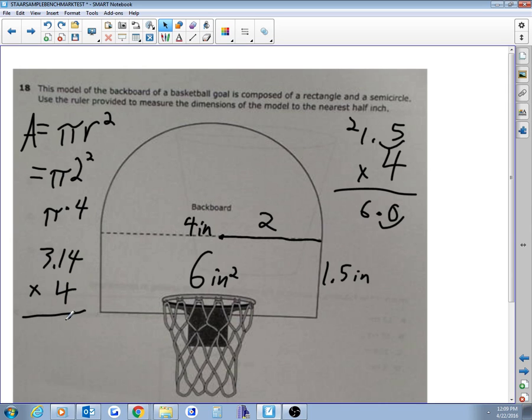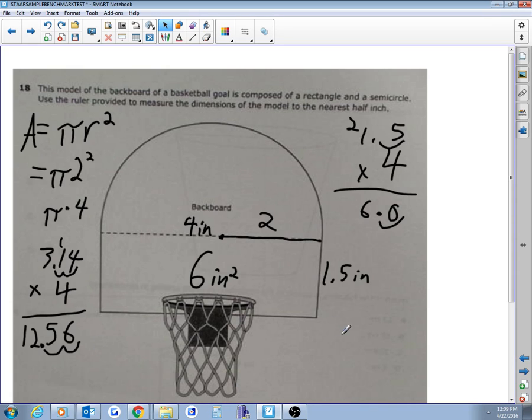So 4 times 4 is 16. Carry the 1. 4 times 1 is 4, plus 1 is 5. And 4 times 3 is 12. And we bring back the decimal 2 times. And that's going to be the area if it was a full circle. But it's not a full circle. It's half a circle. So I'm going to have to take this number and divide it by 2 to get the area of the semicircle.